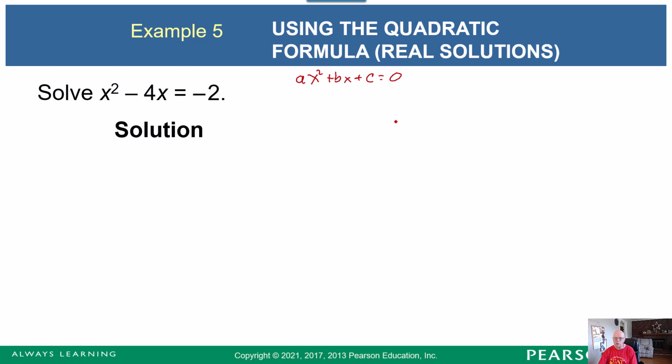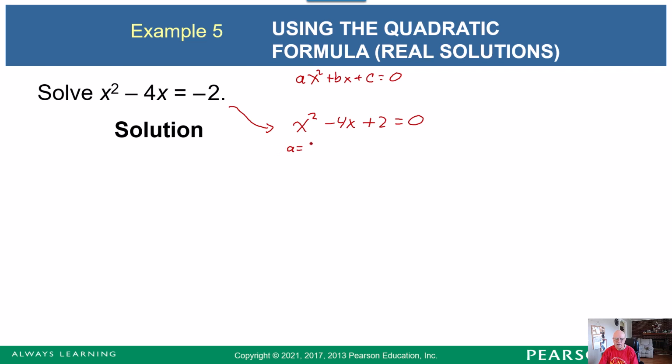You've got 0 on one side with an A and a B and a C. So we have to convert this so it looks like that. The only thing different is this minus 2 is over here. We need 0 over here. So we'll add 2 to both sides. That'll give us x squared minus 4x plus 2 equals 0. Now we're ready to go.